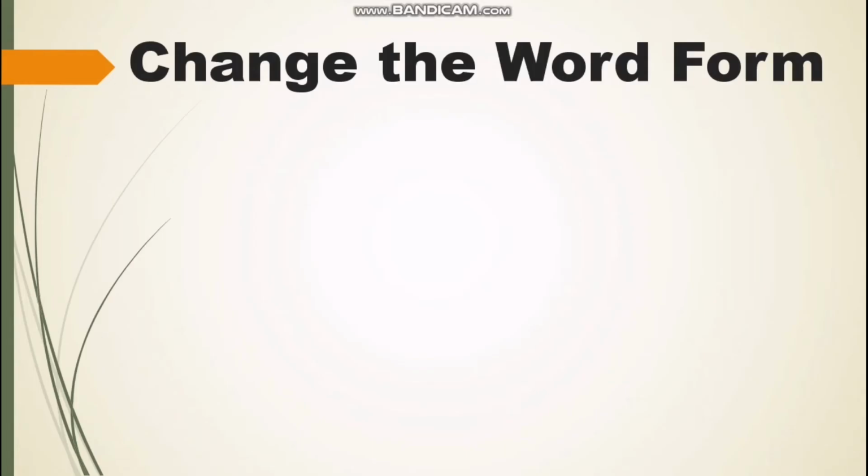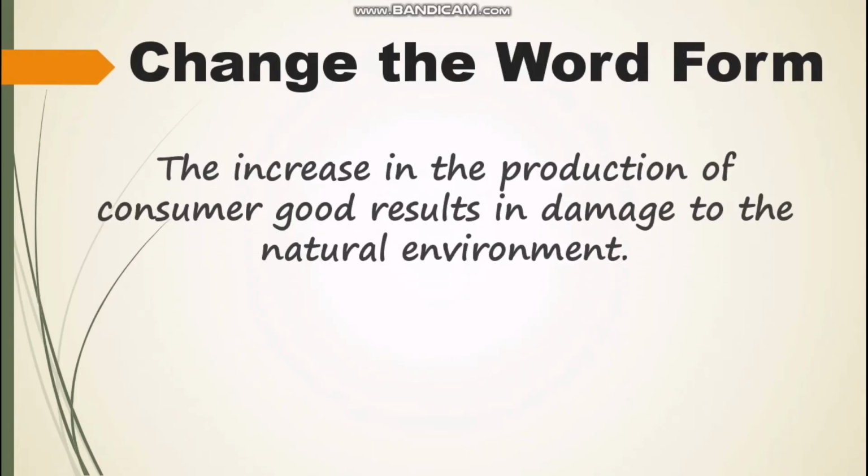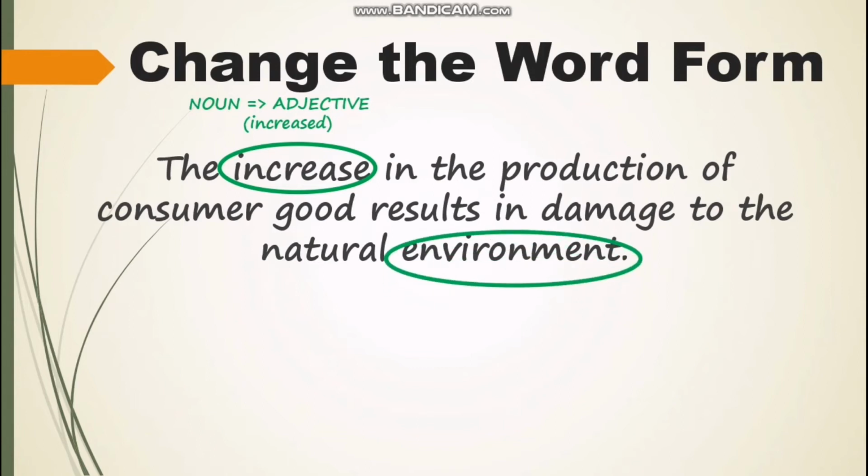Another example to this is, the increase in the production of consumer goods results in damage to the natural environment. If you change the word increase to its adjective form, you just have to add D. While for environment to become an adjective, we add the al suffix, so it becomes environmental.